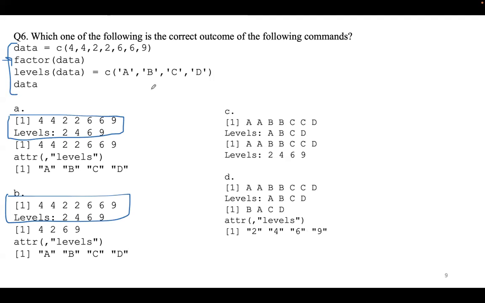Now, since data is not a factor, the ordering is not going to change. So 2, 4, 6, 9 is not going to happen. It's still going to be 4, 2, 6, and 9. I mean, you don't have them as a factor, so the ordering is still going to be exactly what it is. Data has not become a factor. These original numbers are still going to be there, and you're just specifying levels.